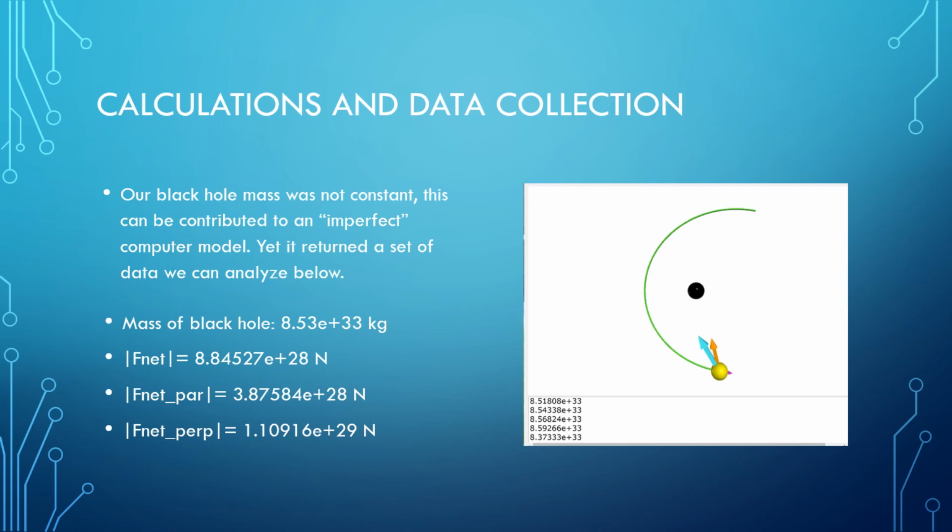These are the results after running the computer simulation. The simulation produces a series of different mass values. The black hole mass was not constant, which can be contributed to an imperfect computer model, yet it returned a set of data we can analyze.